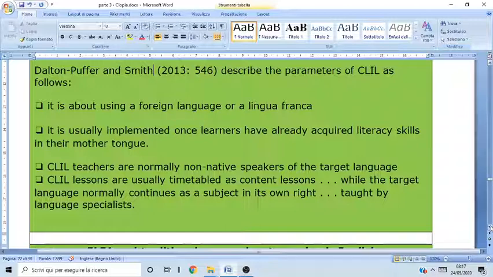So you're going to learn, I don't know, history, math, geography, philosophy in English, for instance. And then you're going to have English classes that focus on grammar, for instance, and other things, other subjects.